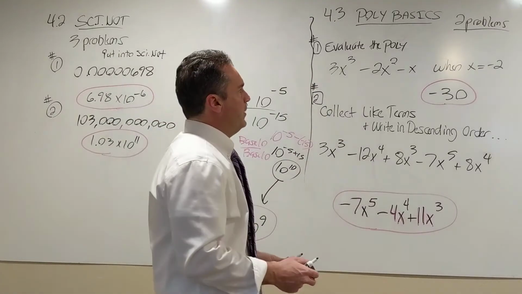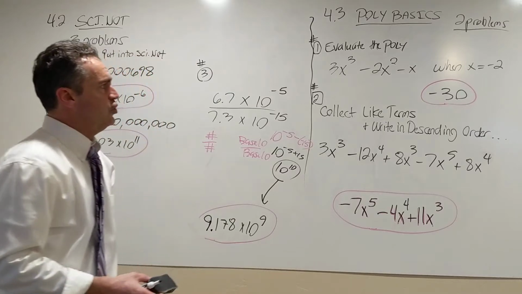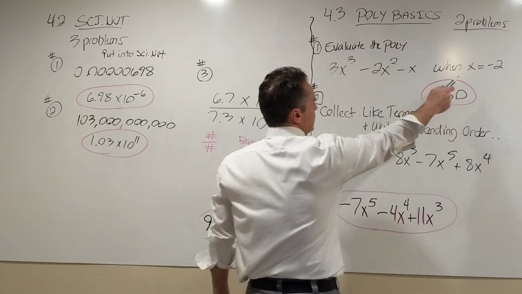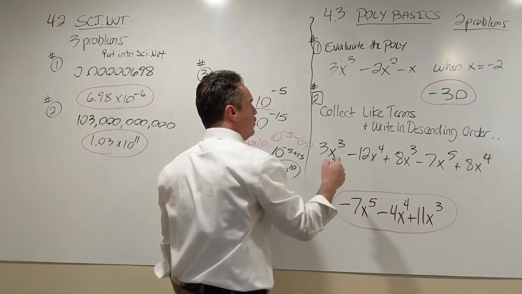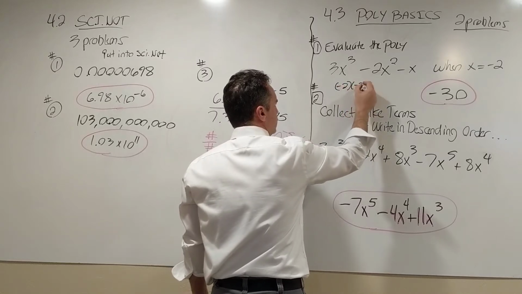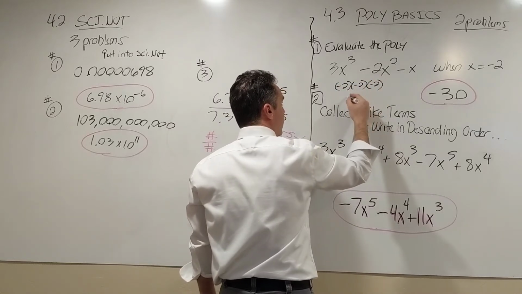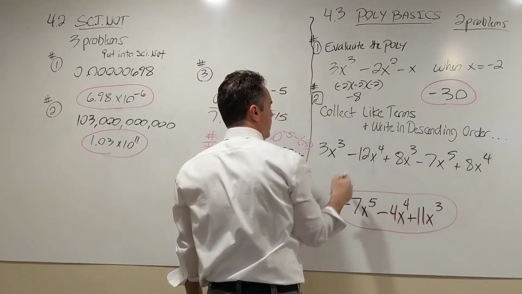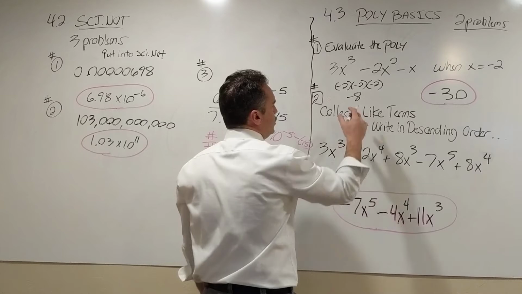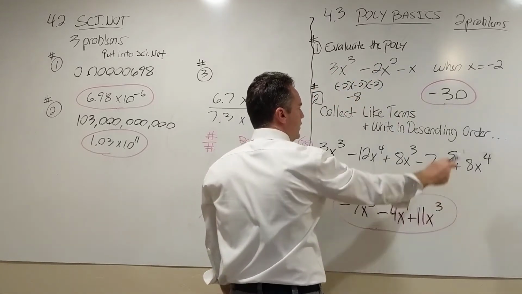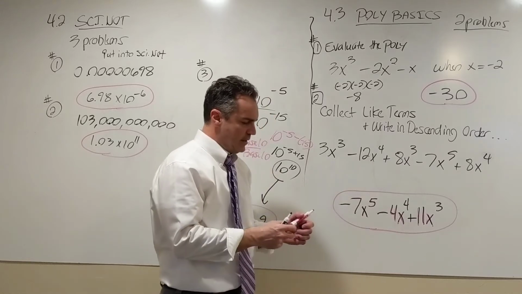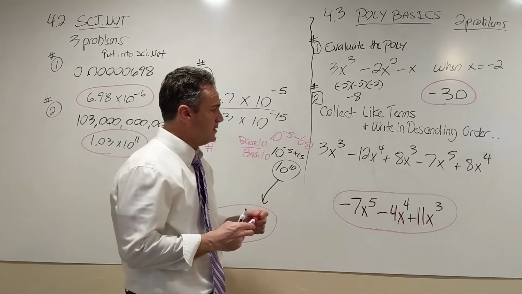Okay, polynomial basics, section 4.3. There's 2 problems from section 4.3. Evaluate the polynomial when x equals negative 2. I do want to show you one thing here. You guys can do this on your own, but negative 2 to the 3rd is negative 2 times negative 2 times negative 2. When you multiply that out, that's negative 8. Negative 8 times 3 makes negative 24, okay? I'm going to let you finish this problem out on your own. The answer is negative 30, okay? Again, if you need help with that, you can get on chat and get some assistance.